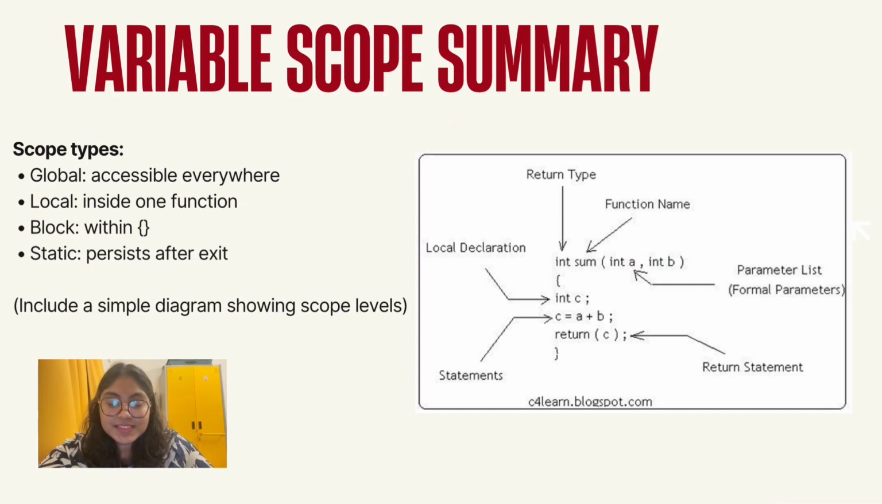The next one is variable scope summary. There are four types of scope. The first one is global, which is accessible everywhere. The second one is local, which is inside one function. The third one is block, within left and right curly braces. And the fourth one is static, which persists after the function exits. Here I include a simple diagram showing the scope levels.